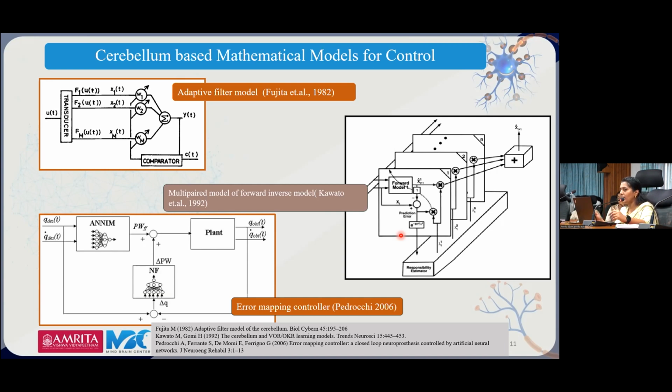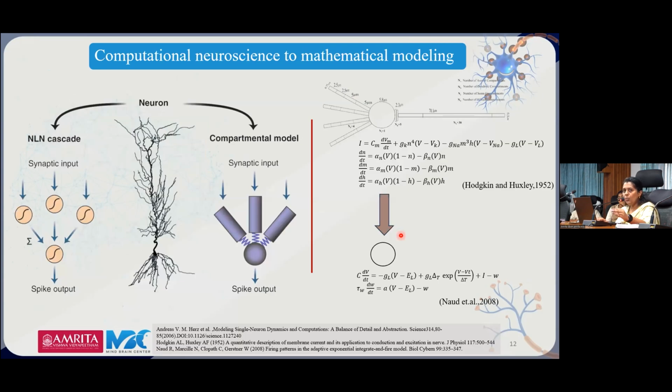One of the recent models, not very recent, was Pedrocchi 2006, which is called the error mapping controller. Followed by Eldet and Spinnaker. These are all different kinds of models that were developed. So we also started looking at something of this sort. We wanted a deep learning kind of working, as well as the cerebellum inspired part, to come up with a motor control task for a low cost robotic arm.